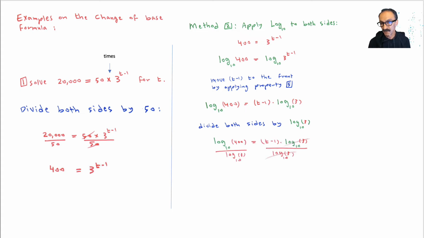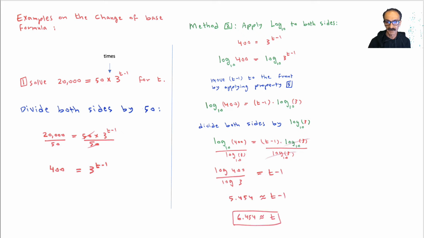It's not called the change of base formula, but once you divide, look at the left hand side. That's similar to the last method. It looks like we went around to make it look like the last time, log 400 over log 3, and the rest of the steps will be similar. Same thing, same steps.